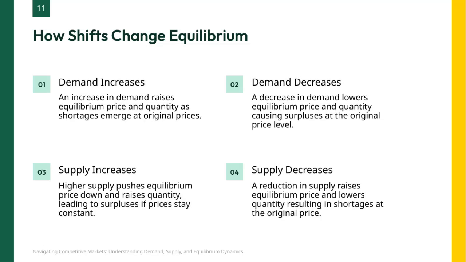Here we explore how changes in supply and demand affect the market equilibrium. First, when demand increases, both the equilibrium price and quantity go up, creating shortages if prices remain unchanged. Next, a decrease in demand causes both price and quantity to fall, which can lead to surpluses at the original price. On the supply side, an increase in supply pushes the equilibrium price down and raises quantity, potentially resulting in surpluses if prices don't adjust. Finally, a decrease in supply raises the equilibrium price and lowers quantity, leading to shortages if prices stay the same. These shifts highlight the dynamic interplay that determines market outcomes.